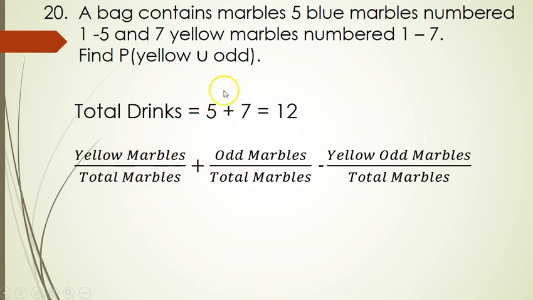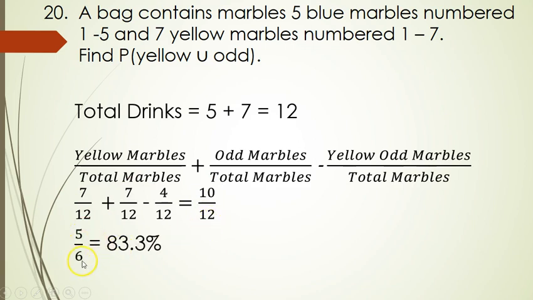So it says we have 7 yellow marbles, so that's going to be 7 over 12. If we talk about odds, we have 1, 3, and 5, and then we have 1, 3, 5, and 7. So that's also going to be 7. So that's going to be 7 over 12 plus 7 over 12. And then if we just talk about the yellow odd numbers, that's 1, 3, 5, and 7. So that's 4 of them. So this would be 14 minus 4, which is 10 over 12. That reduces to 5 over 6, which is 83.3%.